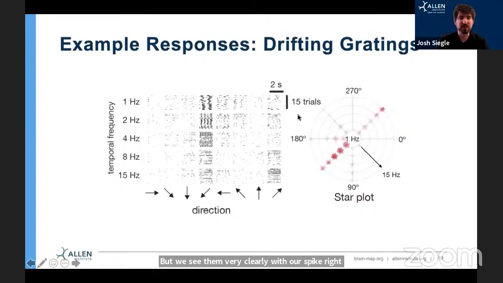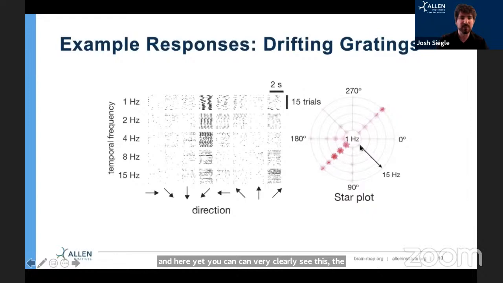And then here's a drifting grating response, where you can see a raster for each combination of temporal frequency and direction at which these gratings were shown. Then we summarize this in a star plot similar to what was used in the two photon experiments. You can very clearly see this cell is strongly direction tuned and also has some tuning to temporal frequency.